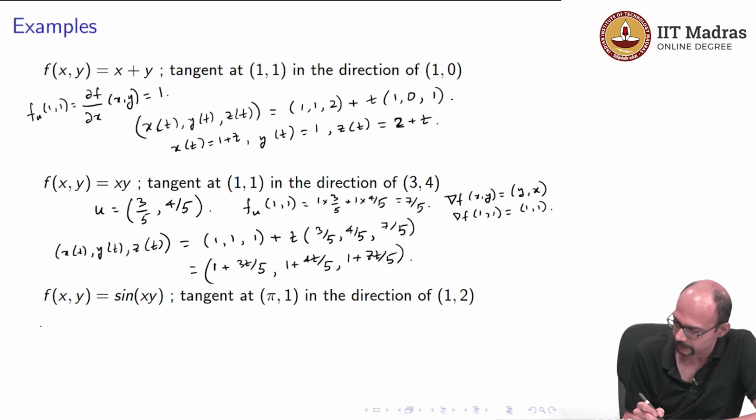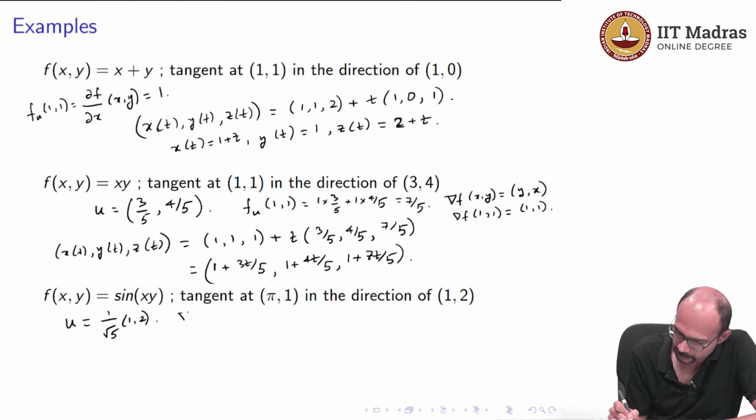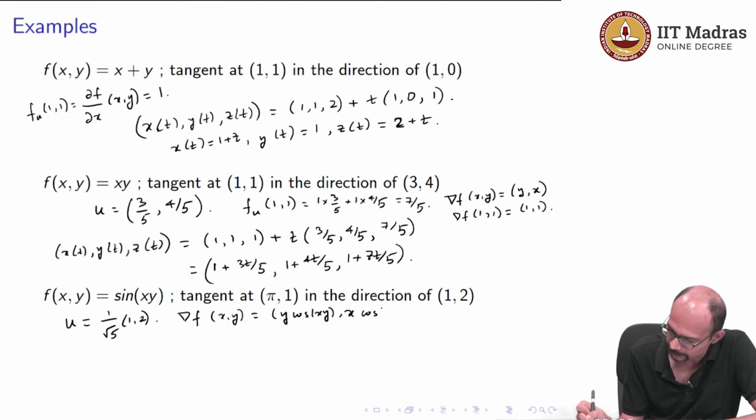Fine. The final example is you have sine of x y. I think we have computed this before. So, in the direction of 1 comma 2. So, first what is a unit vector? So, u is 1 over root 5 times 1 comma 2, and then what is the gradient? So, the gradient of f at x y is y times cosine x y comma x times cosine x y.